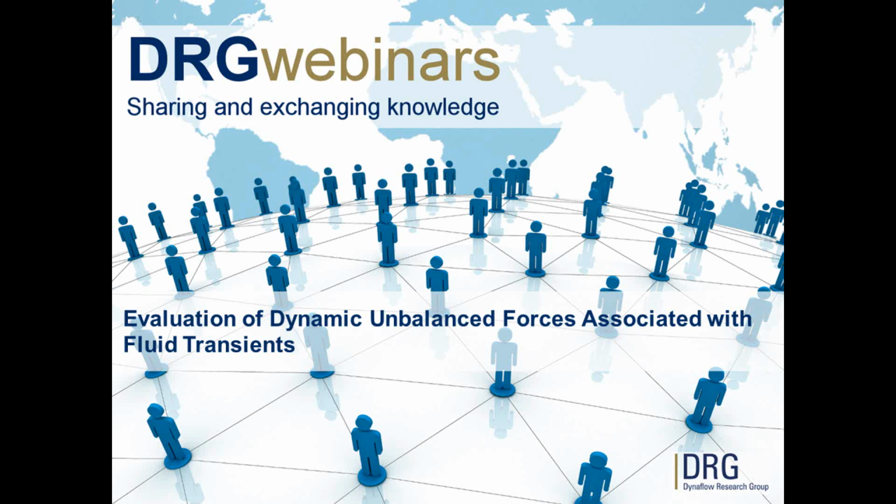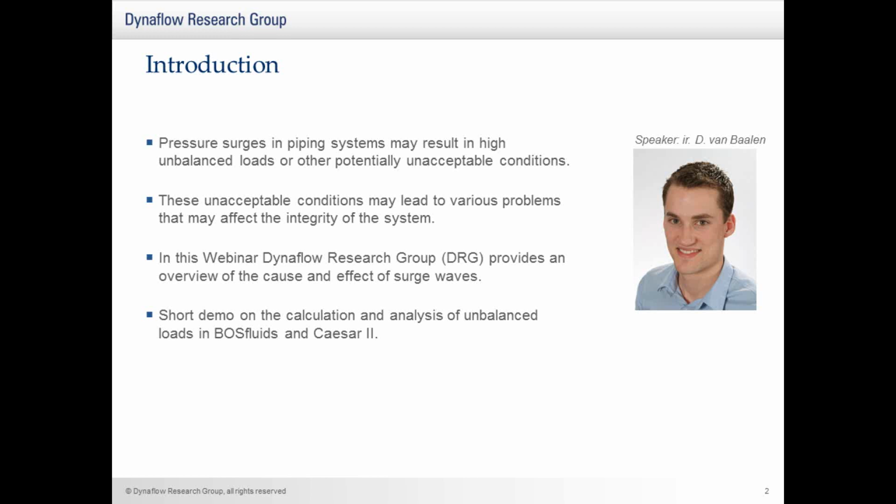In this webinar, I will discuss unbalanced loads in piping systems, where do they come from, and how can they be analyzed conveniently. It is important that unbalanced loads are considered since pressure surges in piping systems may result in high unbalanced loads and/or potentially unacceptable conditions. These unacceptable conditions may lead to various problems that may affect the integrity of the system, which ought to be a concern to the piping engineer.